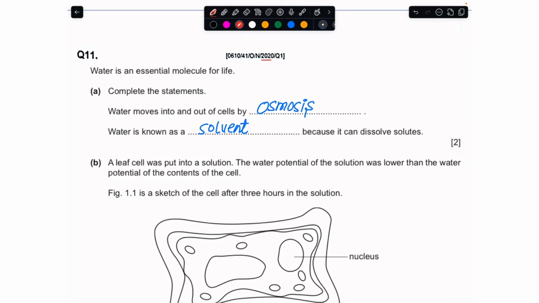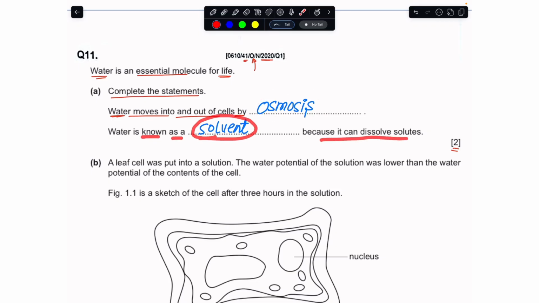This came in the year 2020 for October, November, and the variant was 4.1. And they say water is an essential molecule of life. We are required to complete the statement, and the marks are two. Now they are talking about the movement of water, and they say water moves into and out of cells, and we know this is always with the help of osmosis. Further, they say water is known as this because it can dissolve solutes. Anything that can dissolve solutes in it, we would always refer to as a solvent.